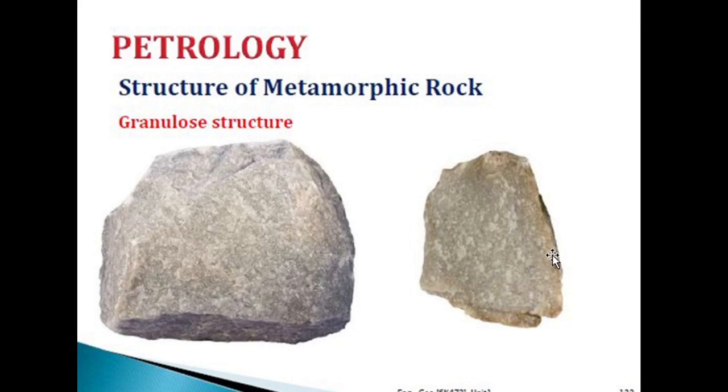Rocks with the granular structure are termed granulites. The rocks which are showing such a granular structure are called granulites. Foliation is completely absent in such a structure. So up to here we have completed the different types of structure.